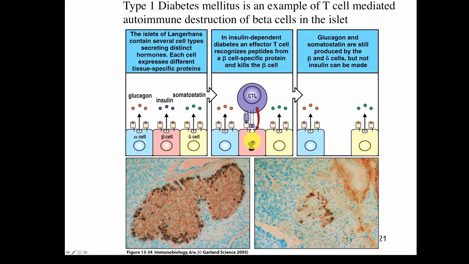And this is very targeted towards the cell that the cytotoxic T cell is interacting with and spares the neighboring cell. And so you have basically specific destruction of the beta cells of the islet, whereas sparing of the other hormone-producing cells in the islet.